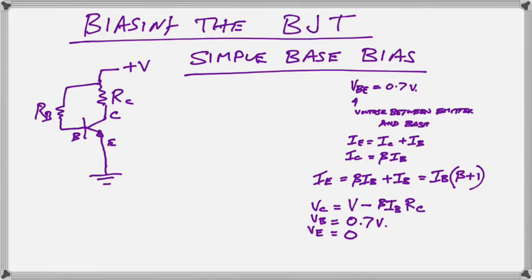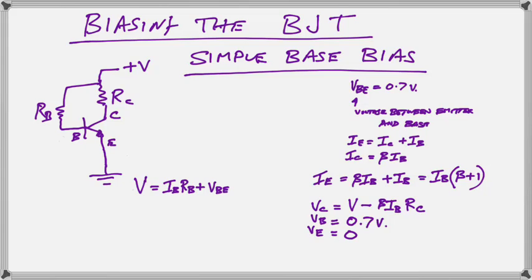Now let us look at the voltages. The voltage on the emitter is going to be 0 because it's connected to ground, and we measure all voltages from ground. The voltage on the base will be our fixed voltage of 0.7 volts, and the voltage on the collector will be the V minus whatever voltage is across the resistor. The voltage across that RC will be the resistance RC times the current, which is beta IB. We subtract that from V, and that will give us our VC.